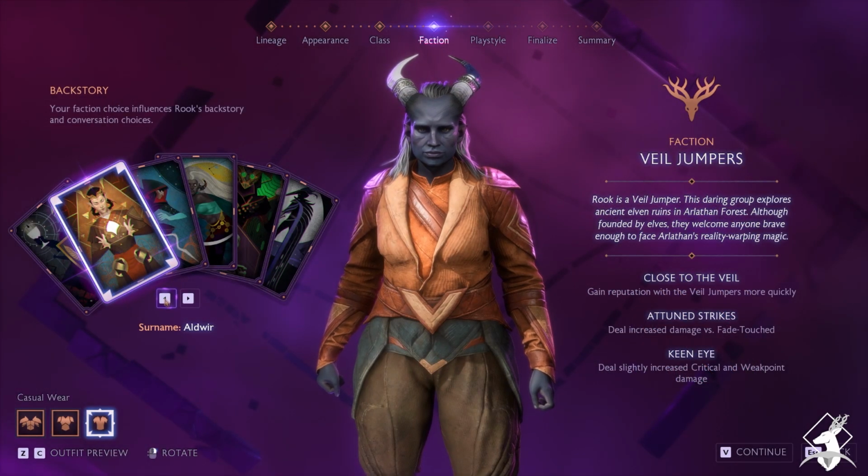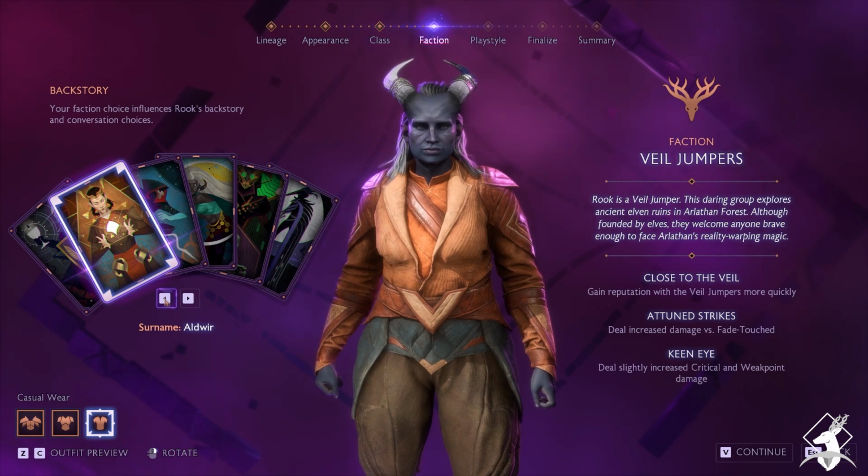In-game, choosing this faction allows you to gain reputation with the Veil Jumpers more quickly, deal increased damage against Fade Touched, and you deal increased critical and weak point damage.